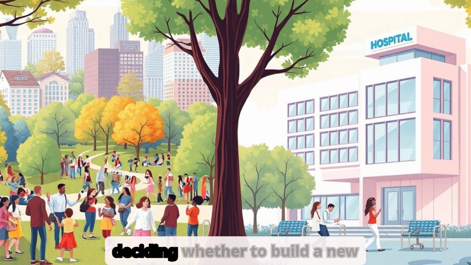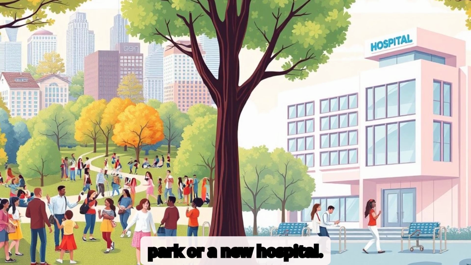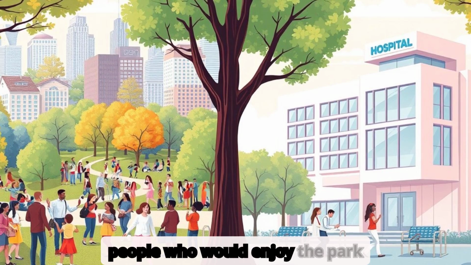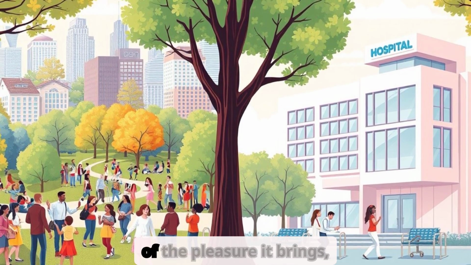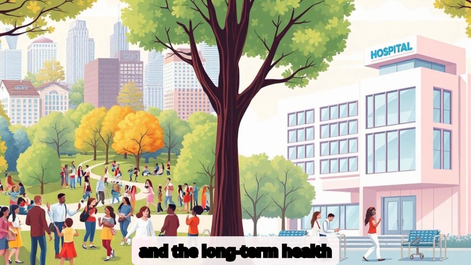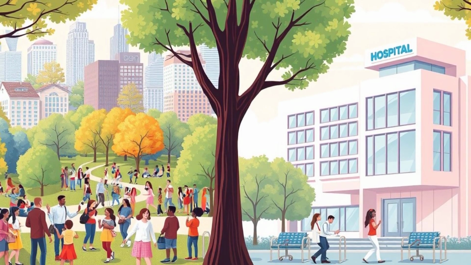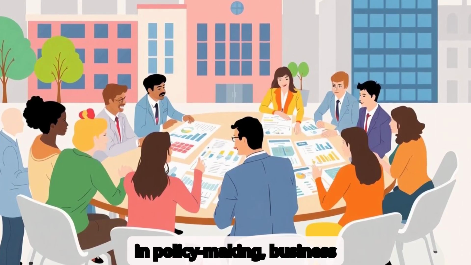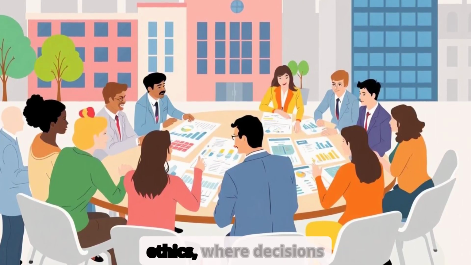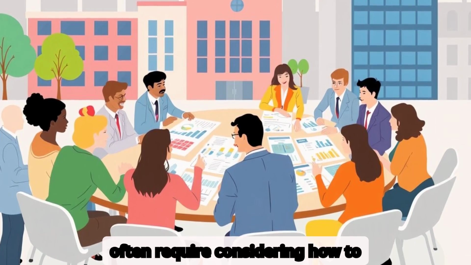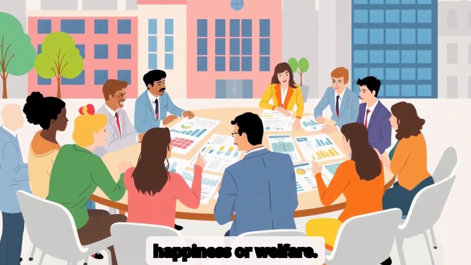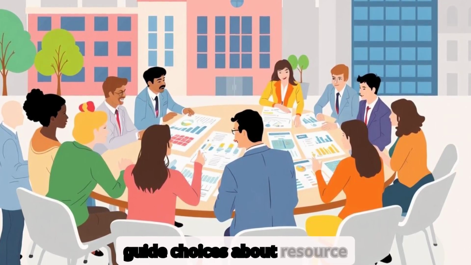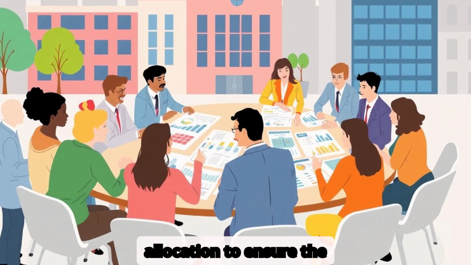Suppose a government is deciding whether to build a new park or a new hospital. The hedonic calculus would involve weighing factors such as the number of people who would enjoy the park, the extent, the intensity of the pleasure it brings, and the long-term health benefits provided by the hospital. Relevance for everyday life. Utilitarian decision-making is commonly applied in policy-making, business ethics, and medical ethics, where decisions often require considering how to maximize overall happiness or welfare.